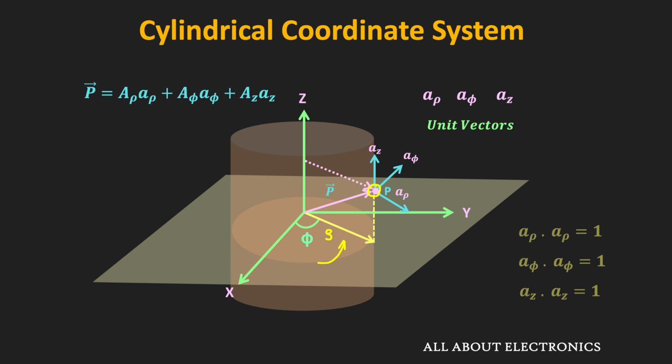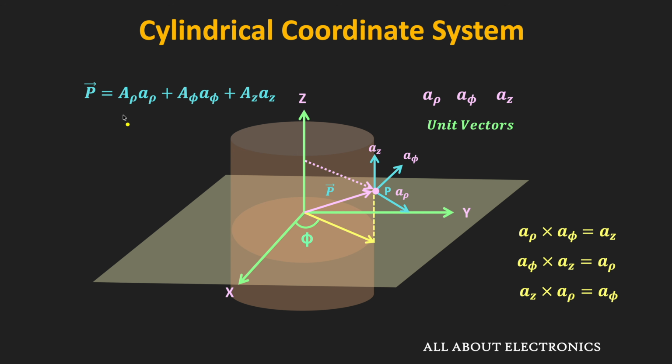And likewise, if we perform the cross product between the two unit vectors in the cyclic order, then we will get another unit vector. For example, if we perform the cross product between a_rho and a_phi, then we will get a_z. Likewise, if we perform a_phi cross a_z, then we will get a_rho. And similarly, a_z cross a_rho gives us a_phi. So that is all about the unit vectors in the cylindrical coordinate system.